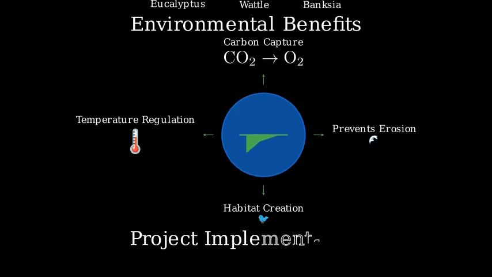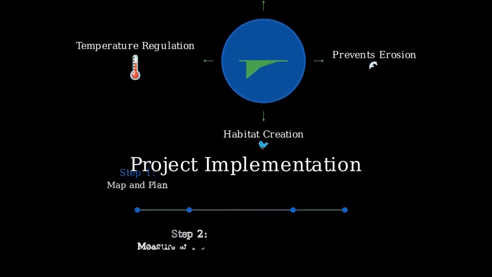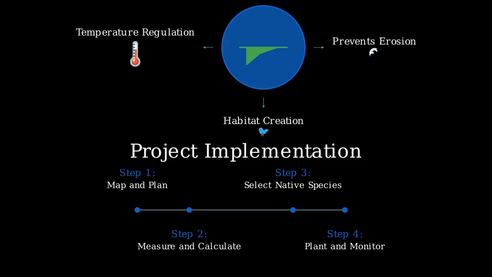Let's now integrate everything we've learned to plan our tree planting project. Students will first create a map of the planting area, marking key features and planning where each tree will be placed. They'll calculate the number of trees needed based on the available area and spacing requirements.